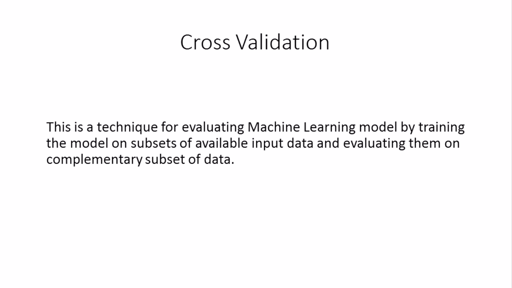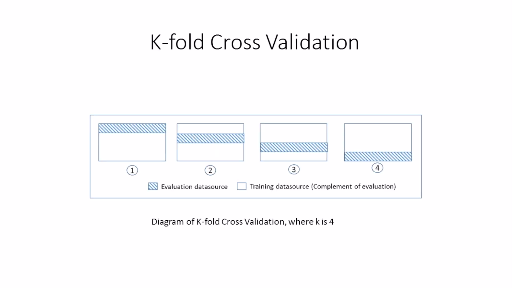In k-fold cross-validation, data is divided into k subsets. Now each time one of the k subsets is used as validation set and the other k-1 subsets are put together to form the training set, and this is repeated k times. This diagram is for k-fold cross-validation where k is 4.